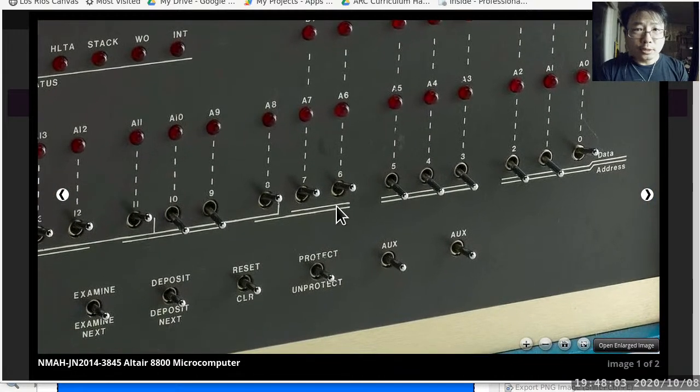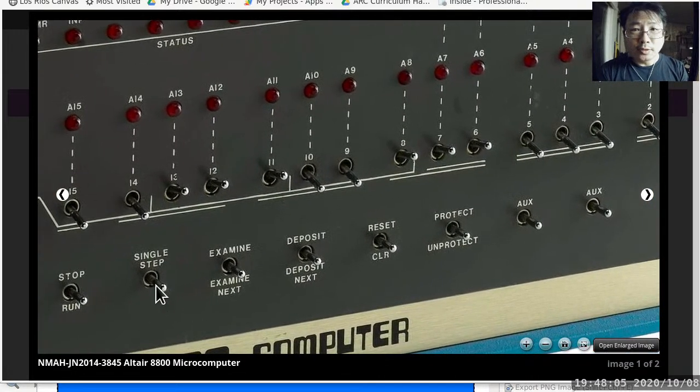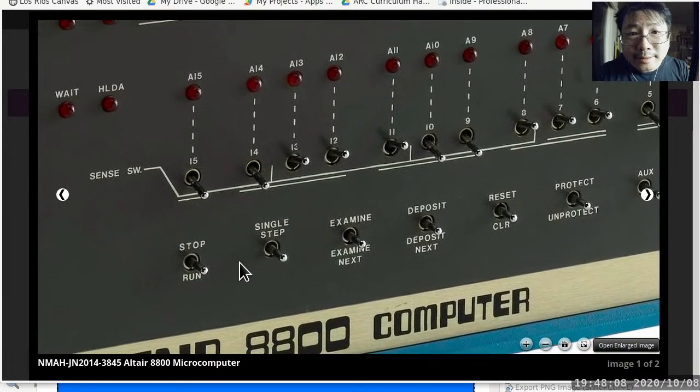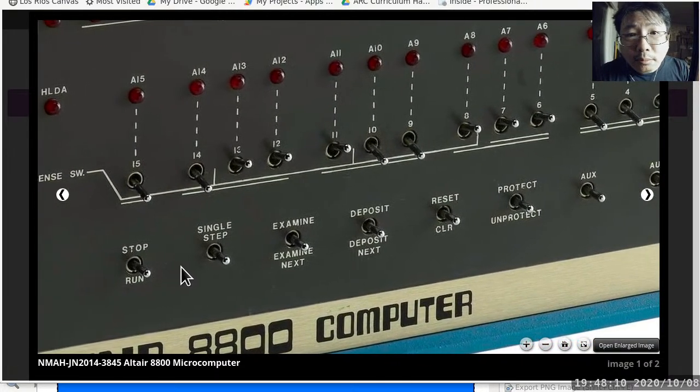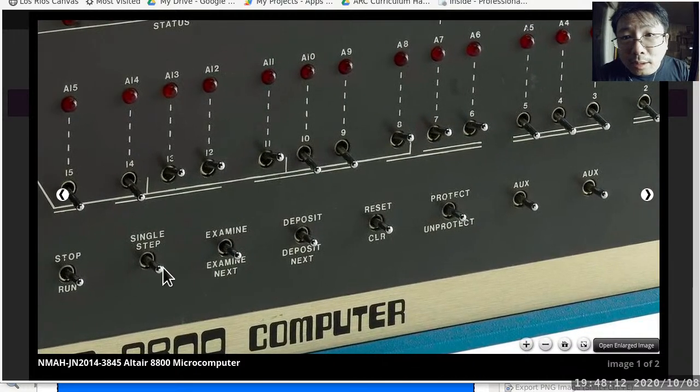And for convenience, you can see down here with the toggles, there is a next somewhere. I thought I saw that. Examine next, deposit next. So deposit is store, okay? It will basically store the 8 bits that you have specified to the 16-bit address that you have specified. So that's deposit. And deposit next, I'm going to assume, you can store the data to the next available location. So you don't have to flip a whole bunch of switches again.